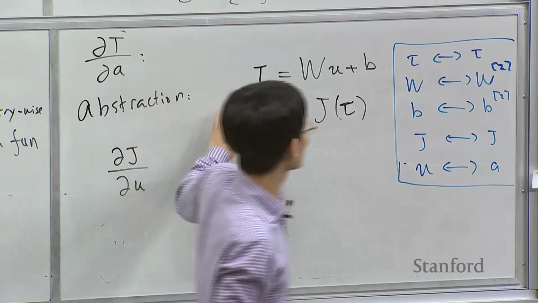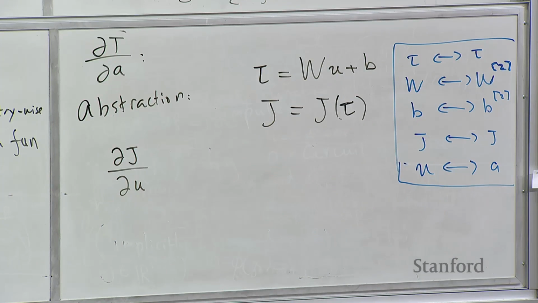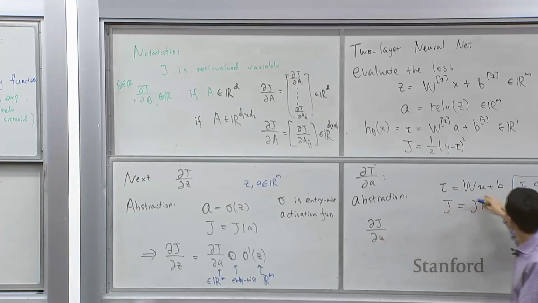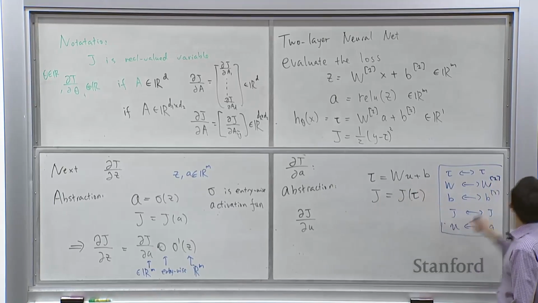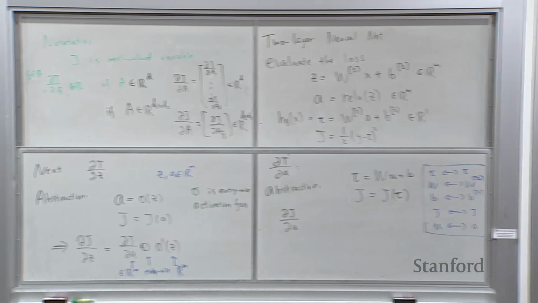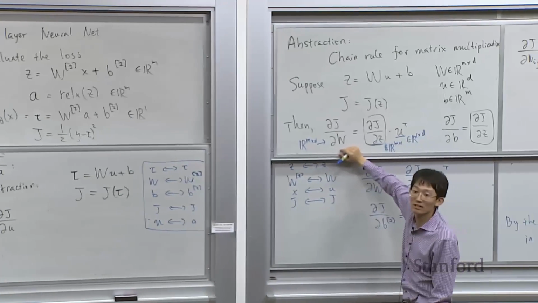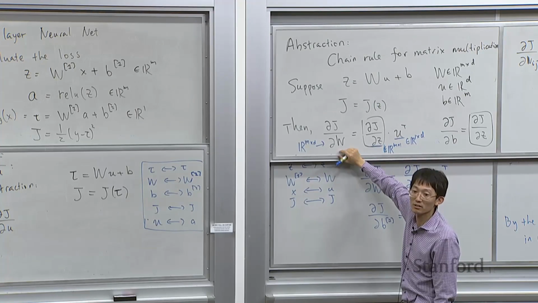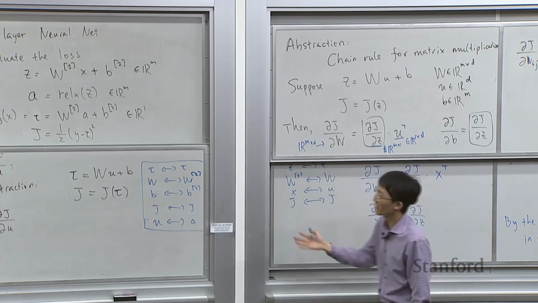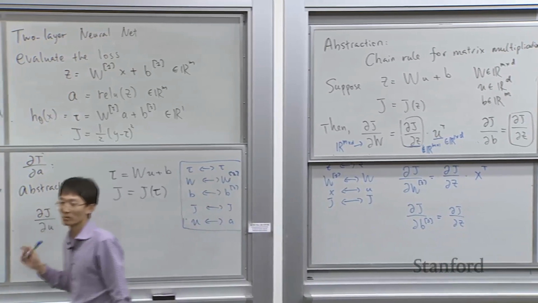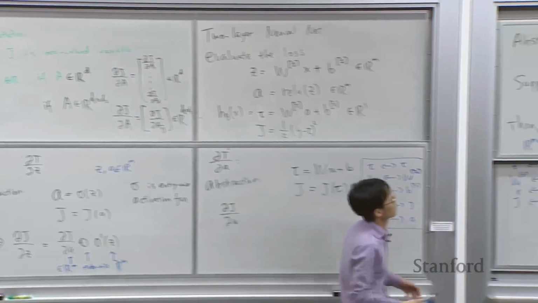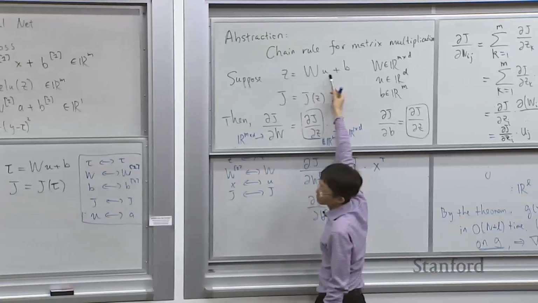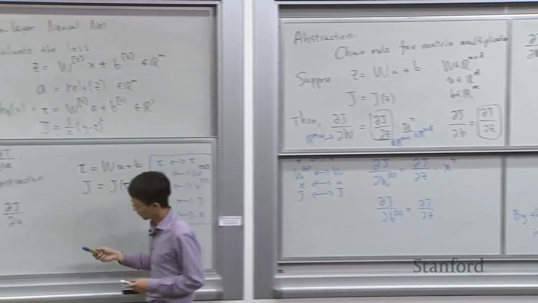You can see that even though this abstraction is very similar to the previous abstraction, the difference is that here I care about dJ over dU, the derivative with respect to the input of the matrix multiplication. Before, I cared about the derivative with respect to the matrix in the matrix multiplication. So that's why it's a little bit different, and you're going to have a different formula for it, of course, because one is with respect to W and the other is with respect to U. So what's the formula for this?